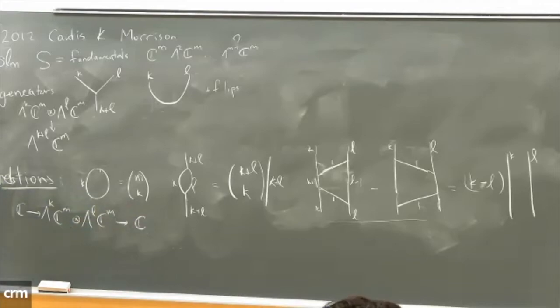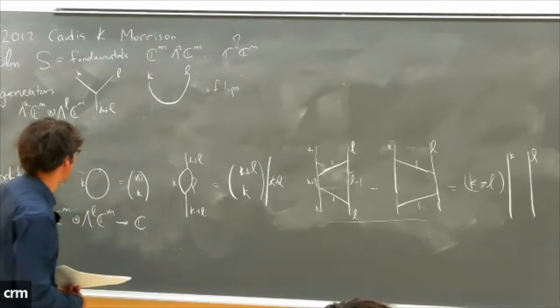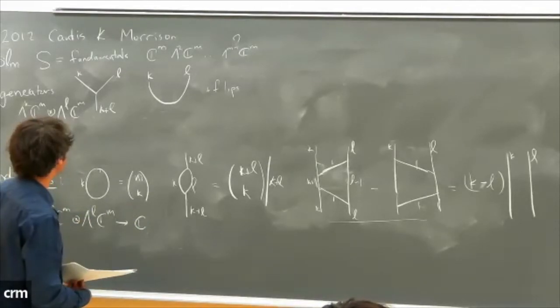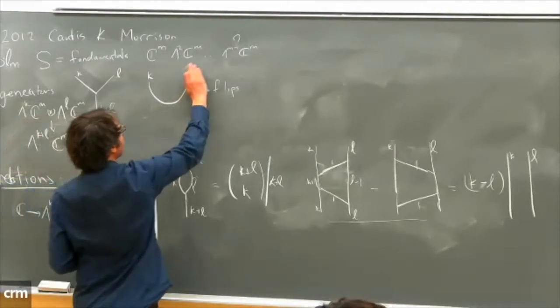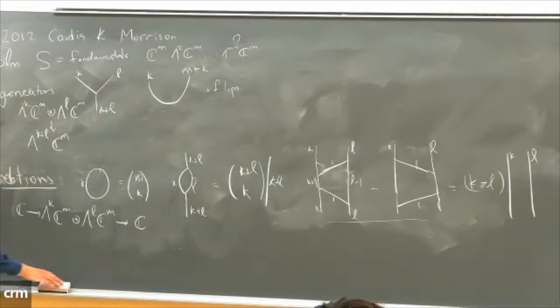So your prop is not called FK. Sorry? Your generator of the prop. Is that for arbitrary K? Oh, sorry. Of course, I need to be doing that.